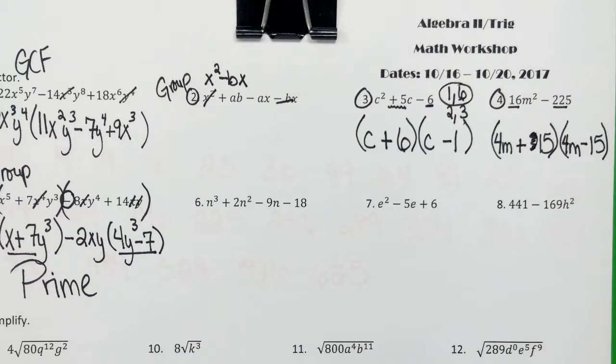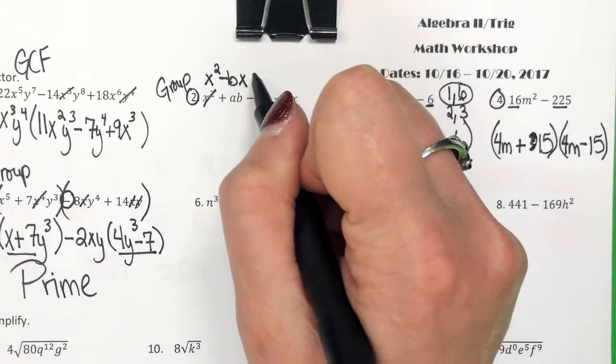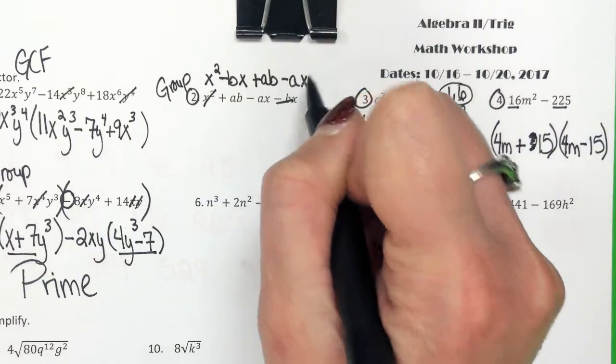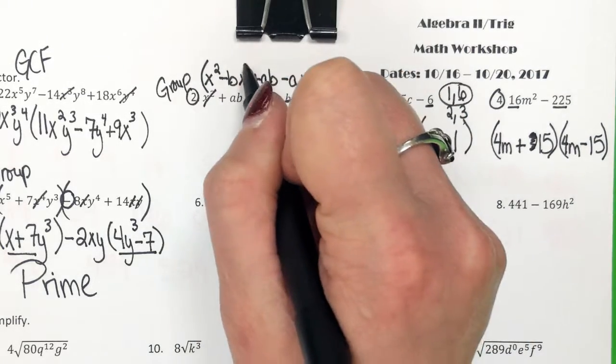And then which two terms are left? Do those two have something in common? Yeah, so I could put those together. So I got a plus AB minus AX. Now let's do grouping.